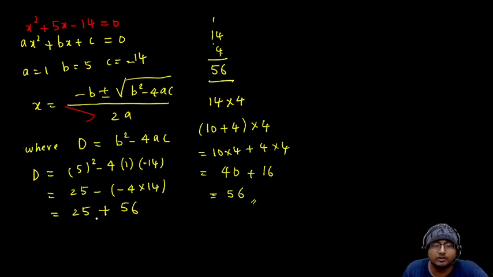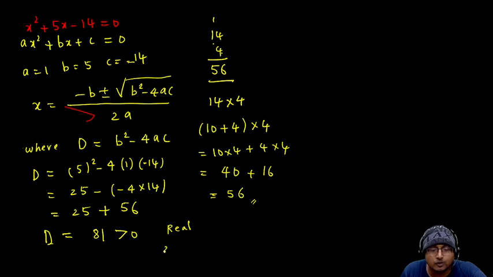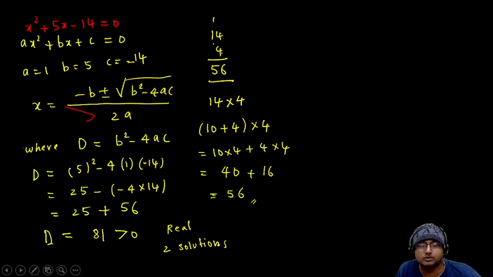So what will 25 plus 56 become? It will become 81. So d will become 81. Tell me whether d is greater than 0, equal to 0 or less than 0. Yes, it is greater than 0. So what will be the nature of the roots? Real. The nature of the roots is real, and we will get two solutions. Okay, so those are the things.